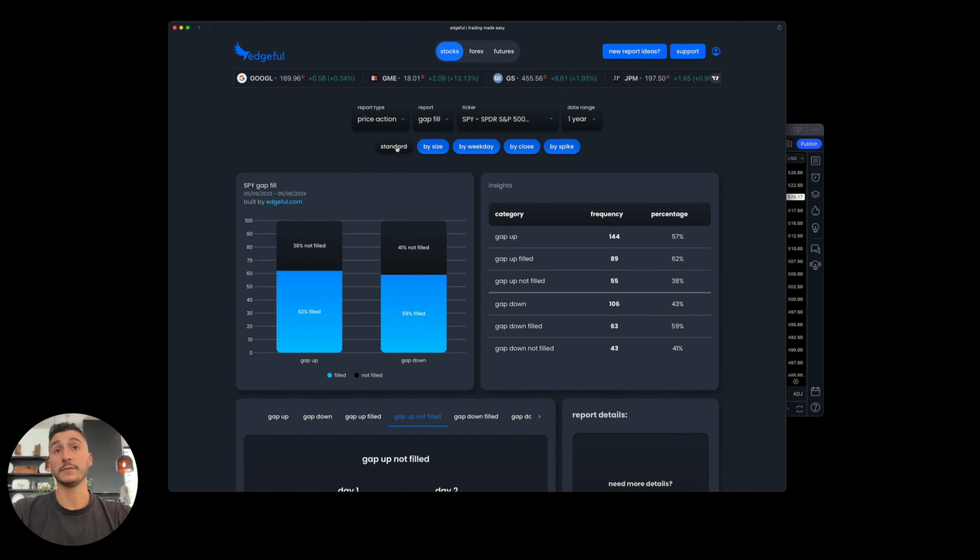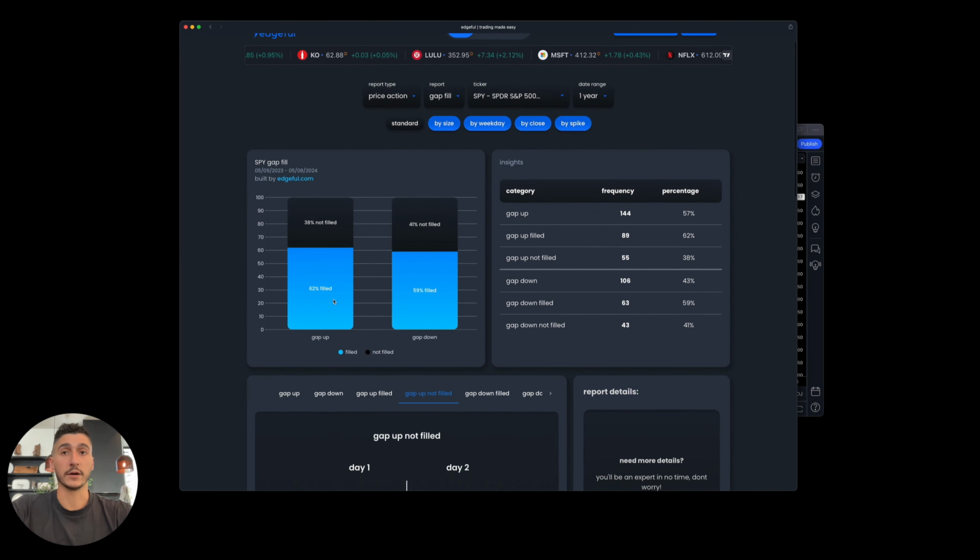And finally, if you see these bubbles here, that is a variant of this report. So we have the gap fill, the standard, we have gap fill by size, by weekday, etc. So now I'm going to go into some of the reports that are helpful. I'm personally an options trader, so this is stuff that I use myself. So let's start off with the gap fill, something that I really like, something that I use all the time.